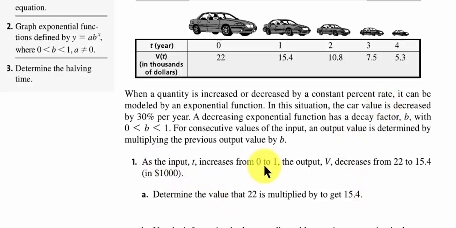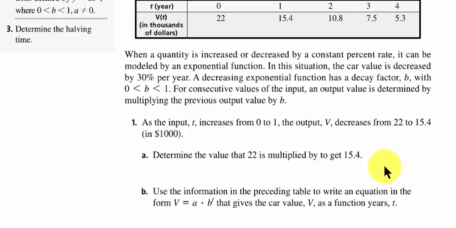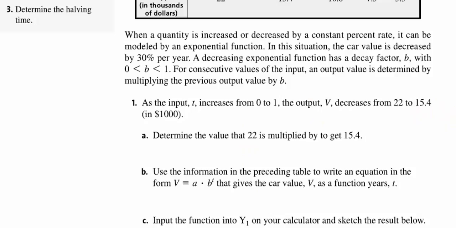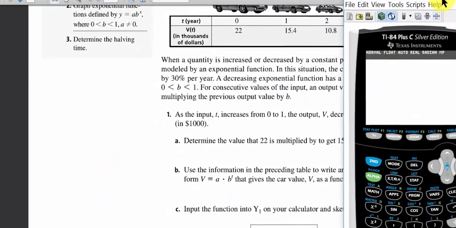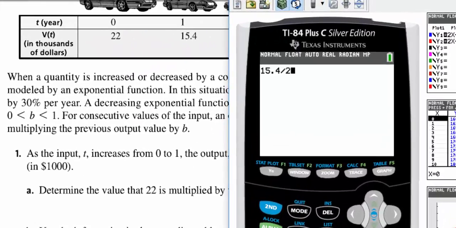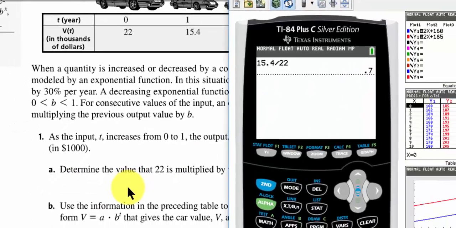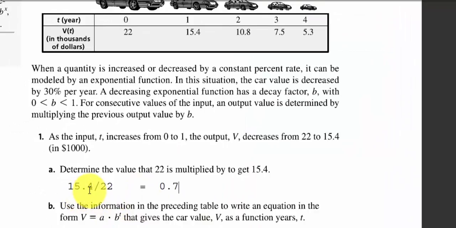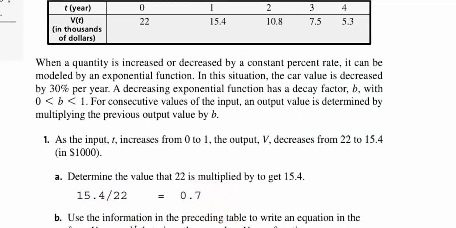Okay, so question 1. It says, as the input increases from 0 to 1, the output decreases from 22 to 15.4. What do you multiply 22 by to get this 15.4? Well, the easiest way to figure that out would be to actually divide. So if I divide the 15.4 by the 22, you see I end up with 0.7. So let's put that in for letter 1a. We're going to enter the value of 0.7. Here's my 15.4 divided by 22. I end up with 0.7.